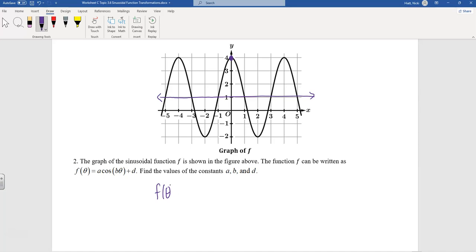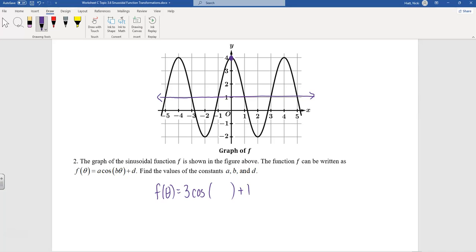So f of theta equals, A is our amplitude, right? So Braden, what's the amplitude on that one? 3. So we got 3 cosine of, I'm going to worry about the insides last. They're the ones that are a little bit harder. And then I add my midline over here on the end. Asher, what's my midline on this one?